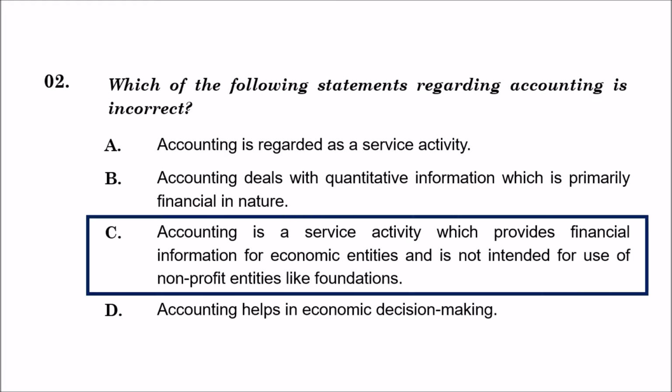The incorrect statement is letter C. Accounting is a service activity which provides financial information for economic entities. That phrase is actually correct, but what made this statement incorrect is that accounting is not intended for use of non-profit entities like foundations. Actually, non-profit entities like foundations or churches also need accounting information. Letter A is correct because accounting is a service activity. Letter B is also correct because we deal with quantitative information which is financial in nature. And letter D, accounting helps in decision making. So the incorrect statement is letter C, because we also use accounting in not-for-profit entities like foundations and churches. And we continue with question number 3.